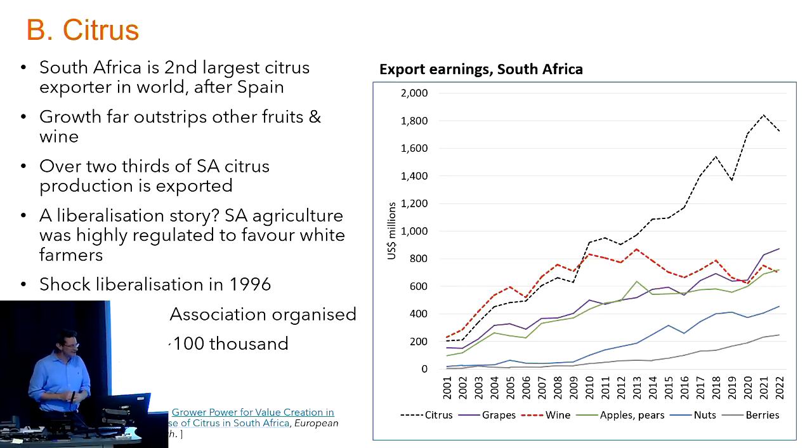So let's look at citrus. There are negative parts, but it's a good story. South Africa is the second largest citrus exporter in the world after Spain. And the success in citrus totally outstrips any other product. Red is wine. You can see South African wine; it's there. Red is wine export earnings. The black line is citrus. It's incredible. So what happened here?